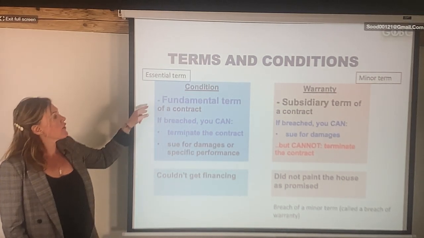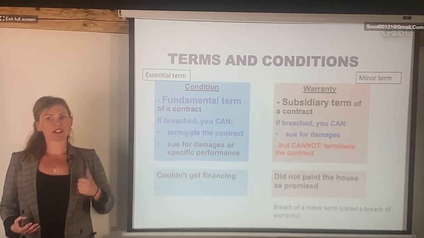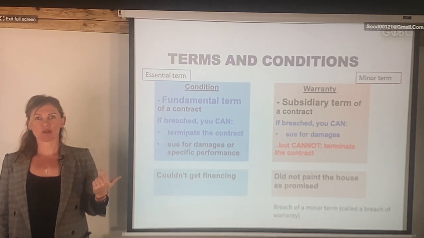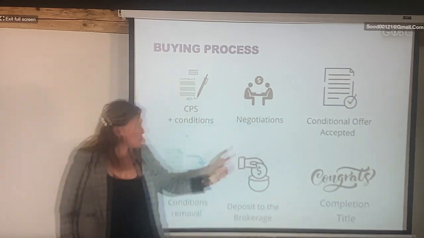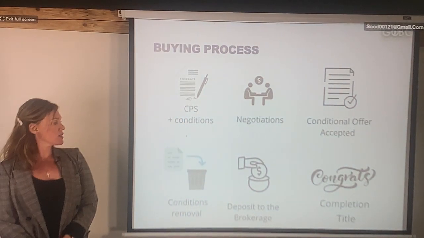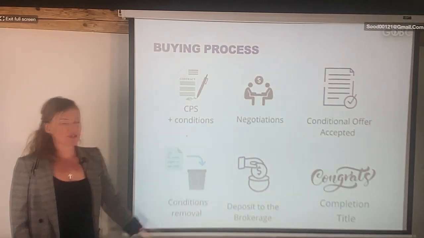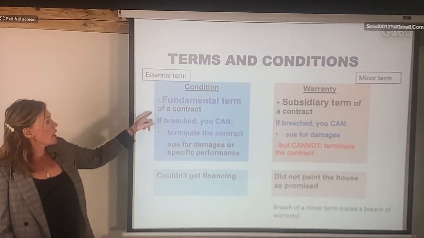So the condition is a fundamental term of the contract, right? It's fundamental. So what does that mean? That means if you don't like the inspection, or if you did not get that mortgage, do you have to complete? Do you have to buy the property? Okay, let's go back to this picture, right? So it's been accepted with those conditions, and now you have the option as a buyer to remove them or not. You're the one who decides, do I want to remove those conditions or not? Right? So if the financing doesn't go through, of course you don't have to complete, right? Or if your inspection doesn't go through, you don't have to complete on this. Good. So it is a fundamental term.